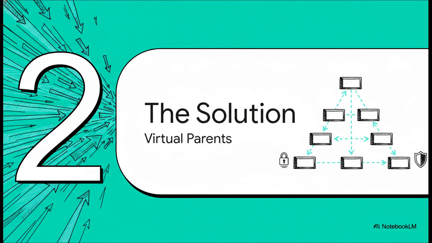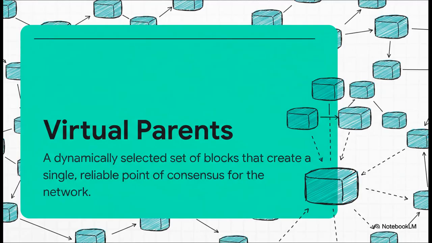Well, Kaspa's answer is a really elegant concept called virtual parents. Okay, so what in the world are virtual parents? In simple terms, they're a small, very carefully chosen set of blocks that get picked from that big, complex web. These blocks then become the parents of a new virtual block. Now, this isn't a real block you can see on the chain, but it acts like a single, trustworthy point of agreement that the entire network can look to.